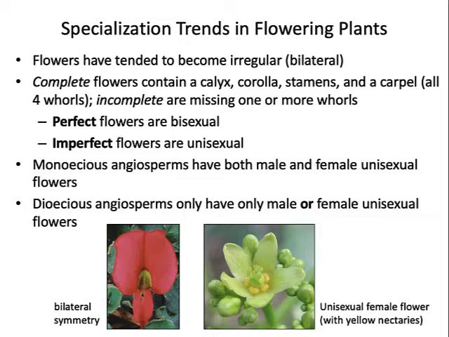We can further break down these angiosperms into the groups monoecious versus dioecious. And notice the spelling on the screen. Mono means one, and ecious means house. So monoecious angiosperms have both male and female unisexual flowers on a single plant, versus dioecious angiosperms only have male or female unisexual flowers on a single plant.